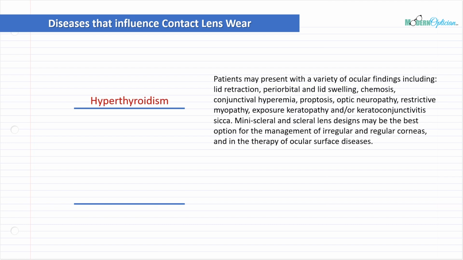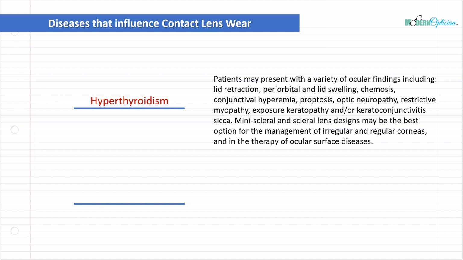All right, so the first one I want to talk about is hyperthyroidism. That means there's an overactive thyroid gland. Now, patients may present with a variety of ocular findings. This includes lid retraction, periorbital and lid swelling, chemosis, conjunctival hyperemia, proptosis, optic neuropathy, restrictive myopathy, exposure keratopathy or keratoconjunctivitis sicca.